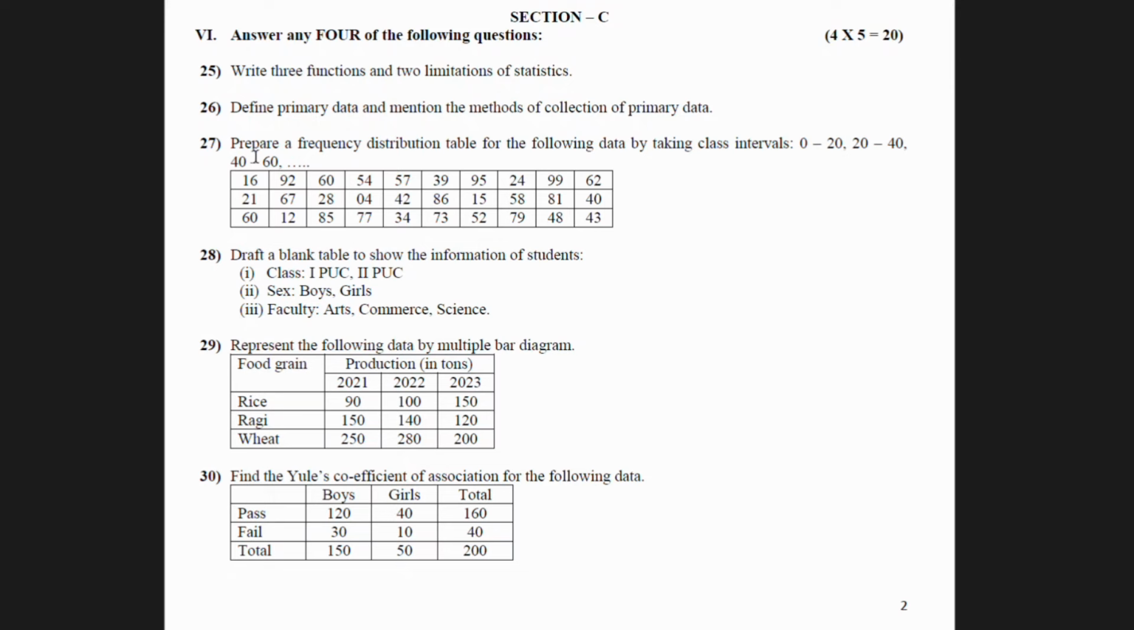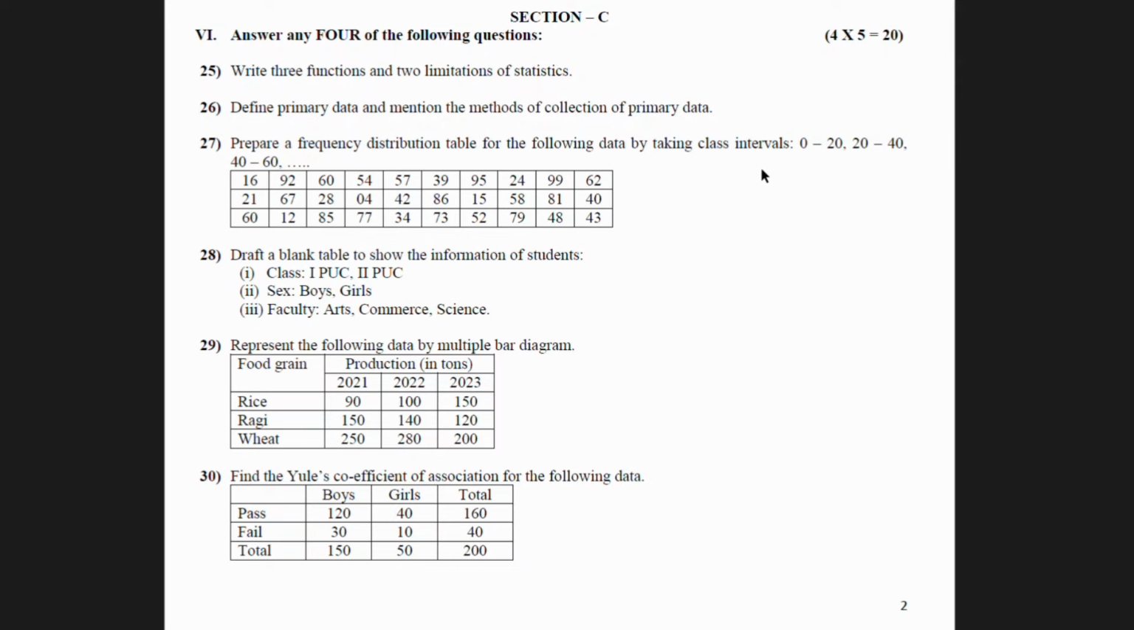Next, question number 27: Prepare a frequency distribution for the following data by taking the class intervals 0 to 20, 20 to 40, 40 to 60. Now one good thing about this question is the intervals are mentioned here, so there is no problem, just identify the lowest value. What is the lowest value? 4. And what is the highest value? 99. So the intervals that you have to write here are 0 to 20, 20 to 40, 40 to 60, 60 to 80, and 80 to 100, because 99 is the highest value here.